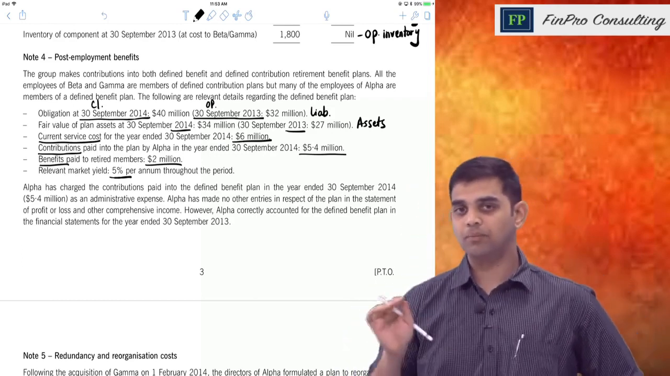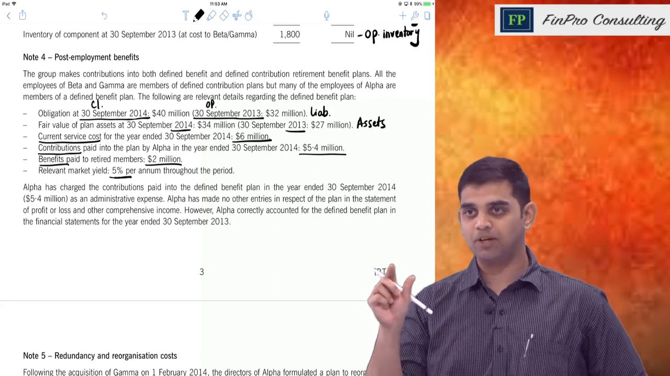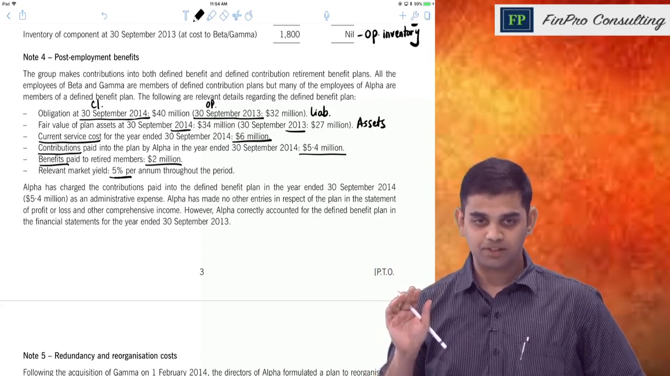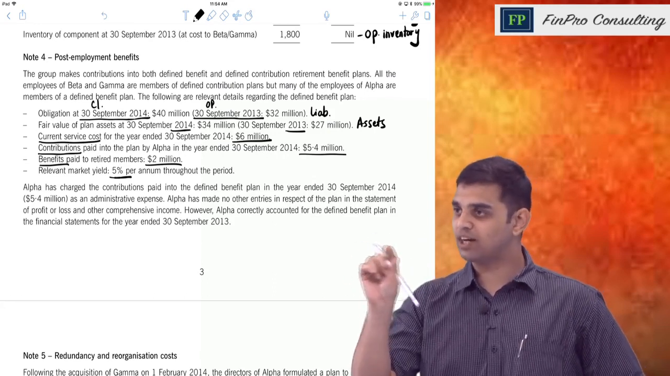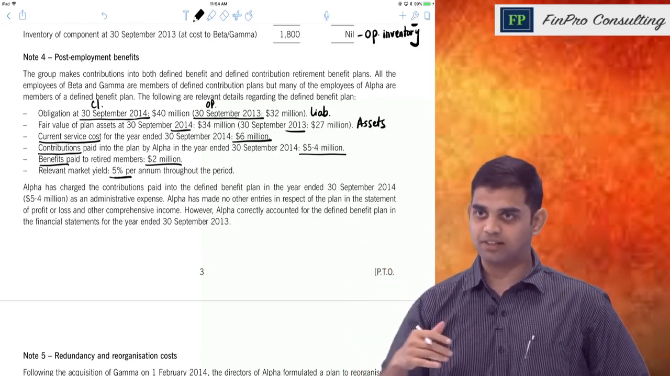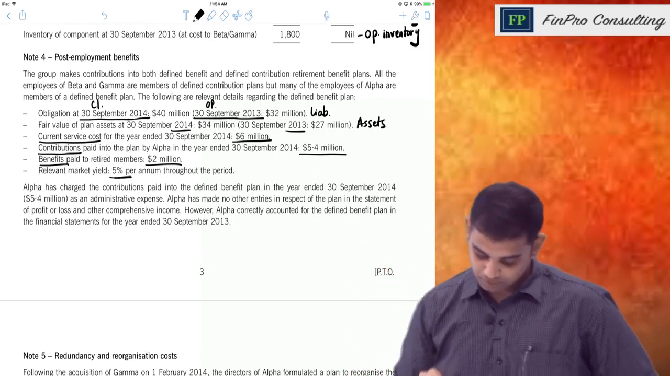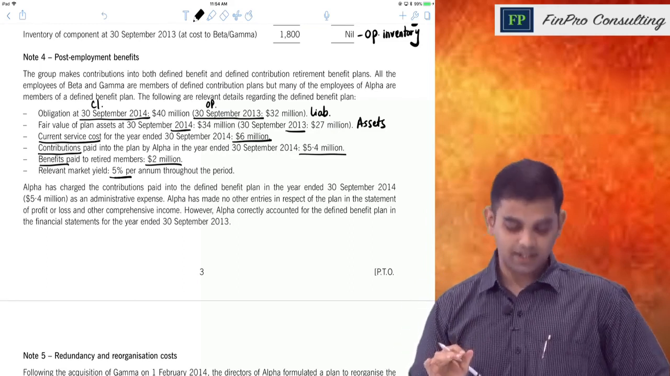Now, if you remember, we have solved a similar problem when we studied IAS 19 employee benefits. The actuarial gain and loss was a balancing figure. That is a similar kind of problem here. Now we have all the relevant data.